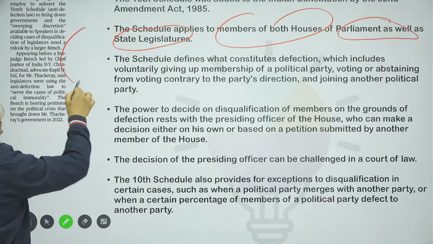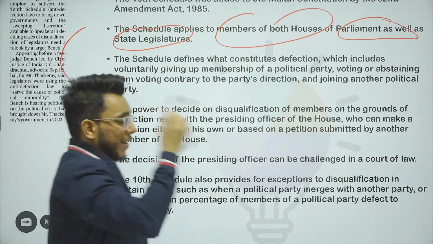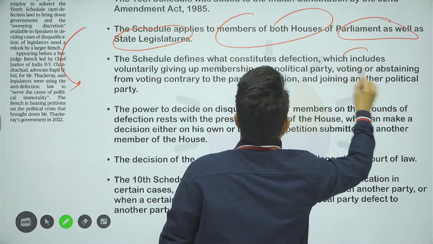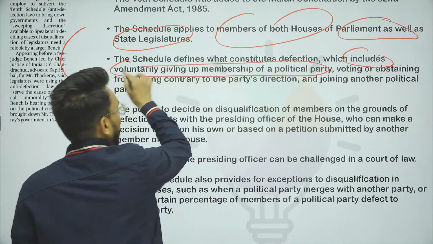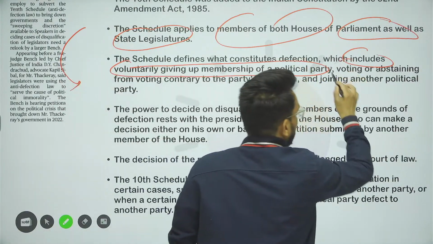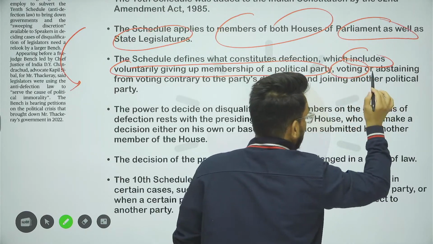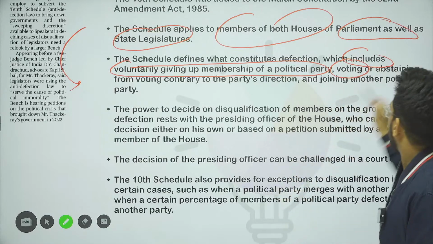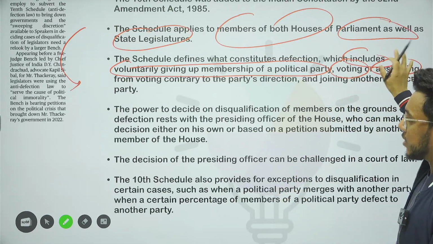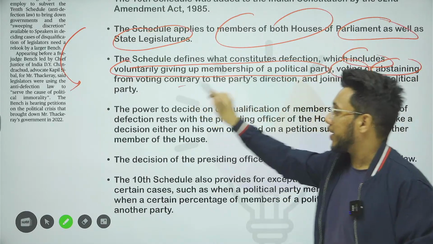Now, the 10th schedule provides what a defection is. A defection is when a person has voluntarily given up the membership of the political party on which he got elected, when a member has defied the party on a particular vote, when they have voted against, when they have abstained, when they have voted contrary.